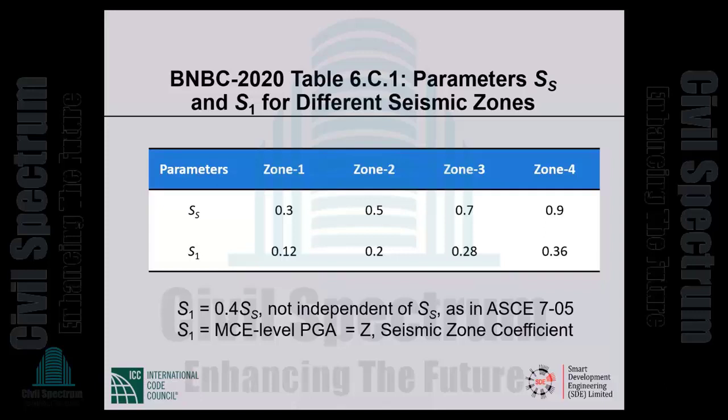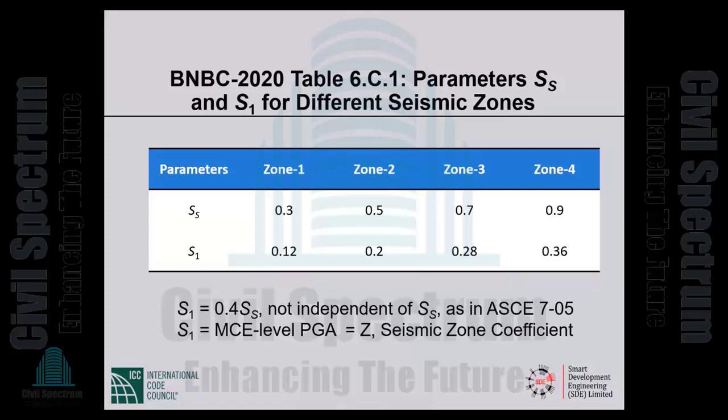How do those Z values correlate with the S sub S and S sub 1 that we were talking about, the maximum considered earthquake spectral response accelerations? In Appendix C of BNBC, the S sub S and S sub 1 values for the different zones are simply listed. Okay, so for zone 1, we have an S sub S of 0.3, S sub 1 of 0.12, for zone 2, 0.5 and 0.2, and so forth.